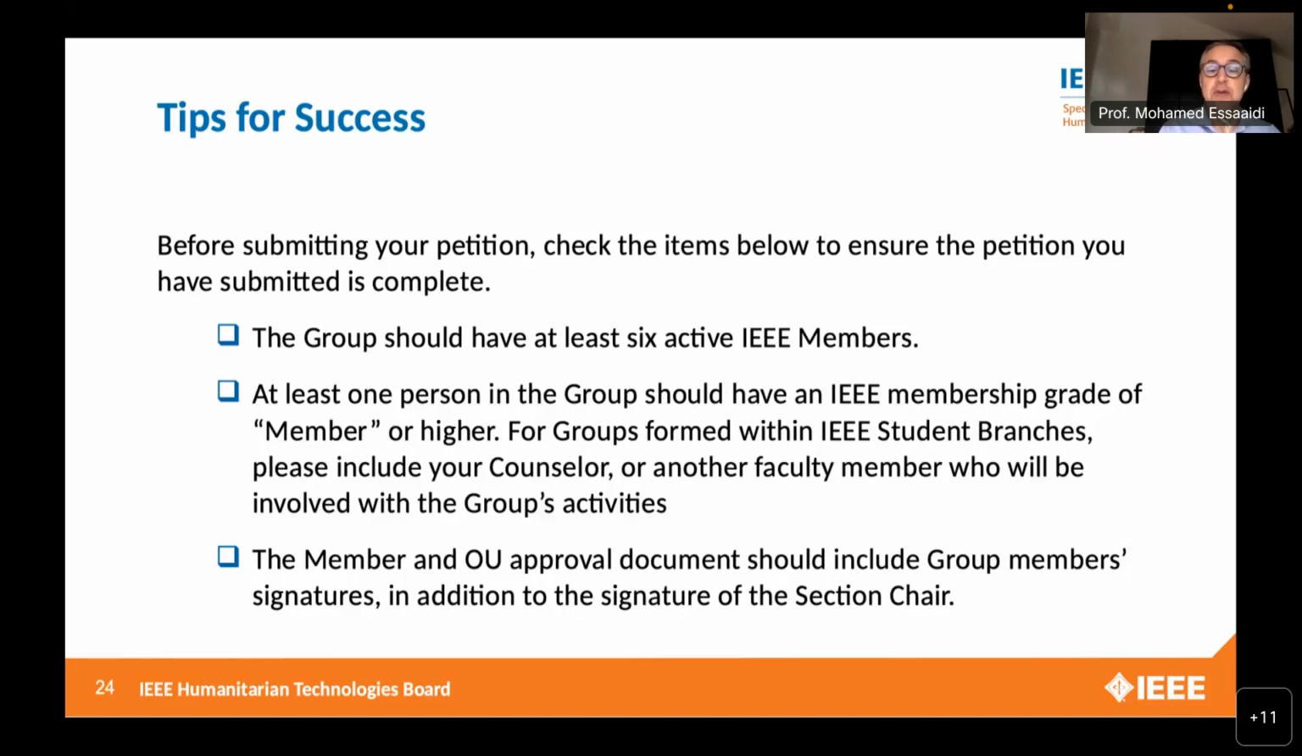So for a group formed within IEEE student branches, please include your counselor. The counselor is a person, actually a faculty member in most cases, or not a faculty member, who will be involved with the group's activities. So the member and organizational unit approval document should include group members' signatures in addition to the signature of the section chair. So it's very important also to involve the section in this process, especially through the signature of the section chair on the form.